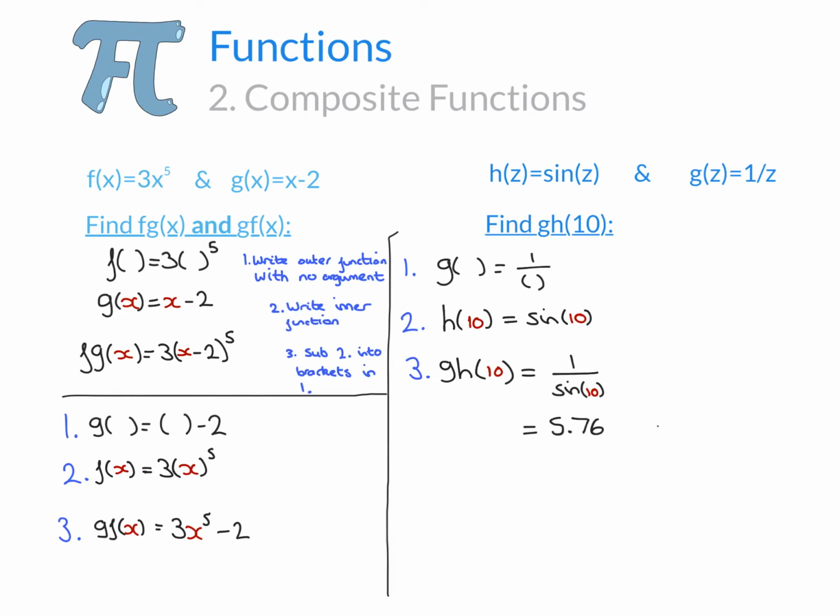To summarize, the key to solving composite functions is: 1. Write the outer function with no argument, just brackets where the argument will go. 2. Write the inner function down with the appropriate argument. And 3. Input what you've written in 2 into the empty brackets you've left in 1. There you've built your composite function.